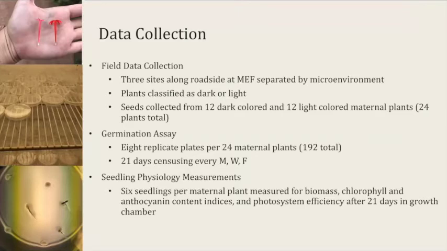Then, seeds from each adult plant were randomly selected and placed onto agar plates in a growth chamber. Growth chamber conditions were set according to average temperature and photoperiod of MEF and surrounding areas. Germination was censused for 21 days, and after the final census, 6 seedlings were chosen from each maternal plant. Physiological measurements were taken to determine the effects of maternal floral color on seedling life history.